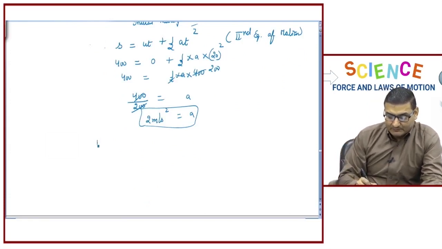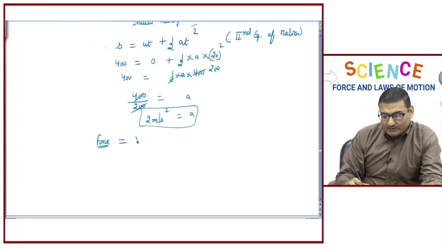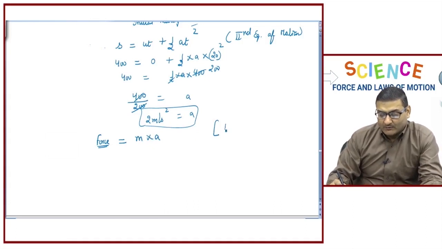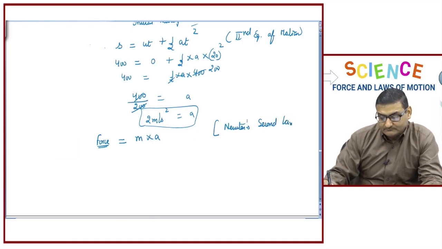The second part of the question was to calculate force. Now I know that force is equal to m into a. How come? It was because of Newton's second law of motion. This was the conclusion we draw based on Newton's second law of motion.